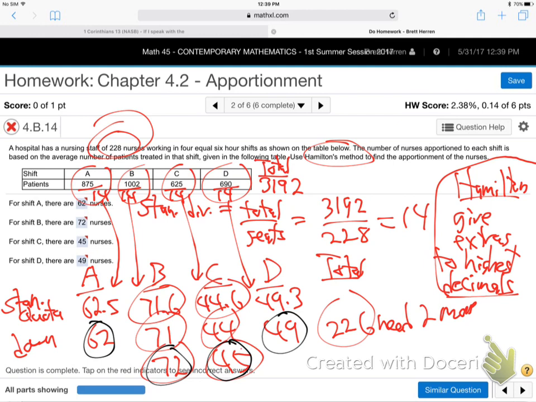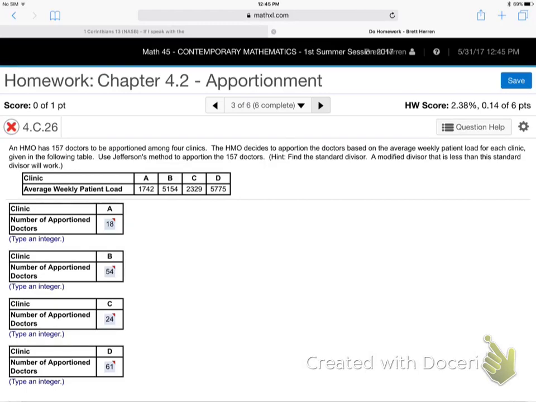Is that good? All right, that's the whole question. There's no other part in there. They're harder than Hamilton. All right, so let's do Jefferson.